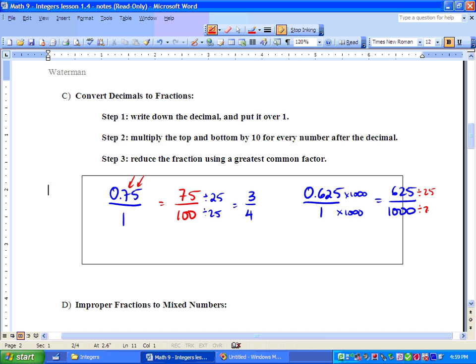So we get 25 divided by 25. Whatever we do to the top, we have to do to the bottom. And we get 625 divided by 25 is 25. And the bottom is going to be 40. Alright? And we can do that again. 5 can go into that, so we're going to get 5 over 8. Alright? Good job. Alright, let's try one more. 1.75. Try that one yourself.